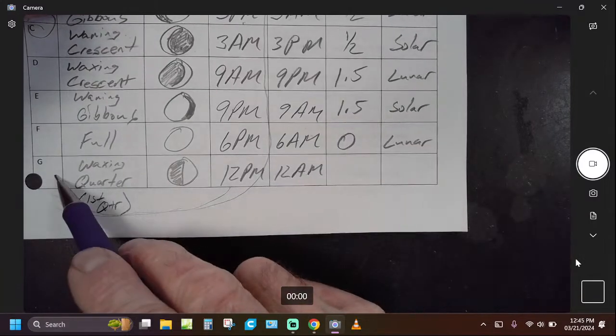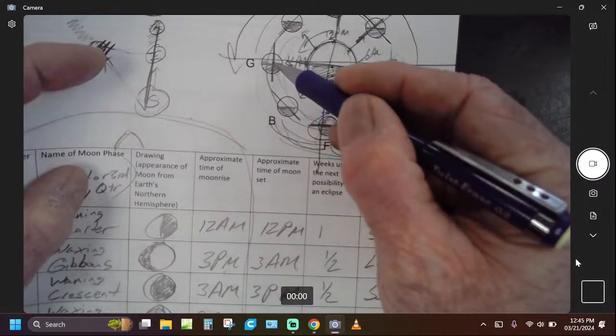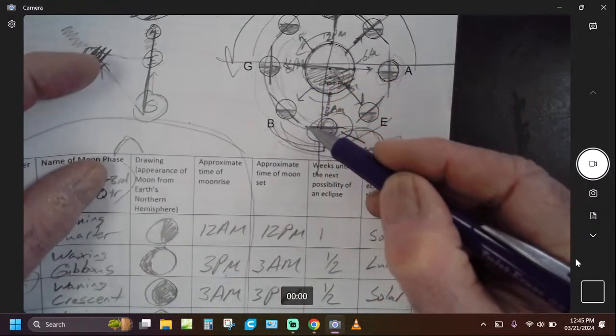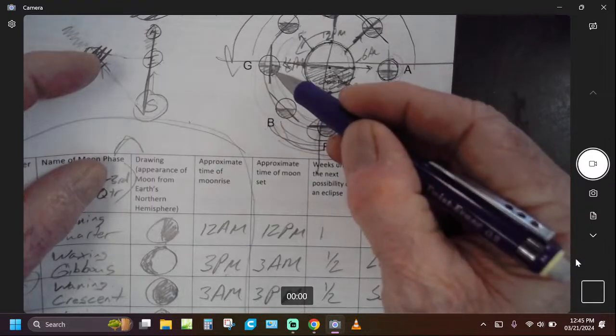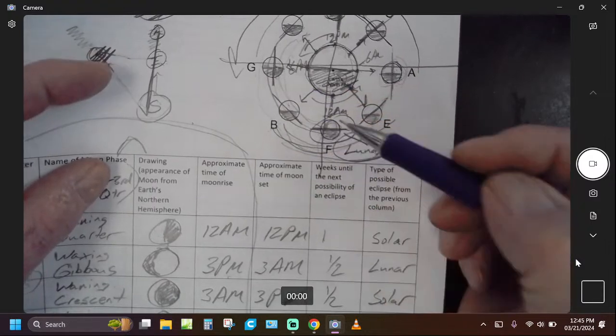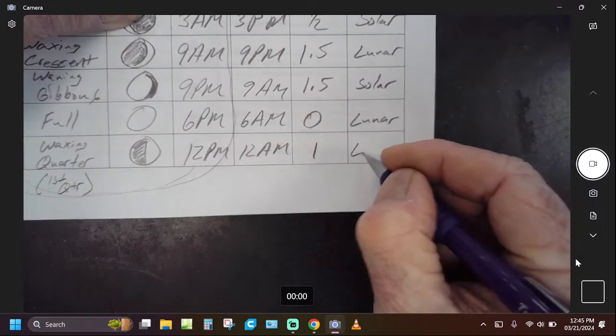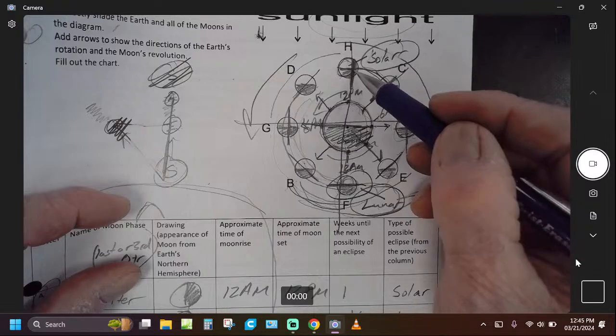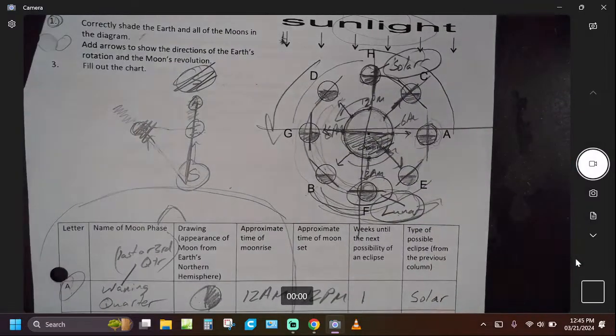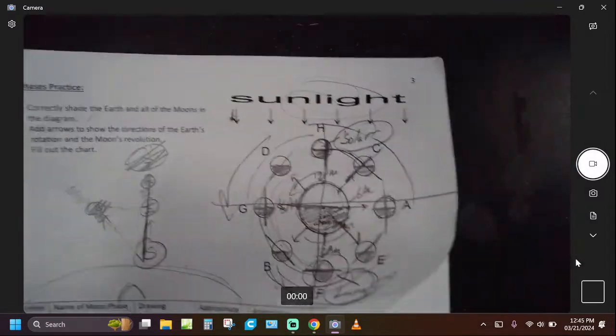And then if I start from G, the waxing quarter, I go from here to here, and there can be an eclipse here, and it's a lunar eclipse. And from G to F, it's a half a week plus another half, so 1 week. 1 week, lunar. And if you're having trouble identifying which of these moons gives you a solar eclipse and lunar eclipse, we can work on that later.